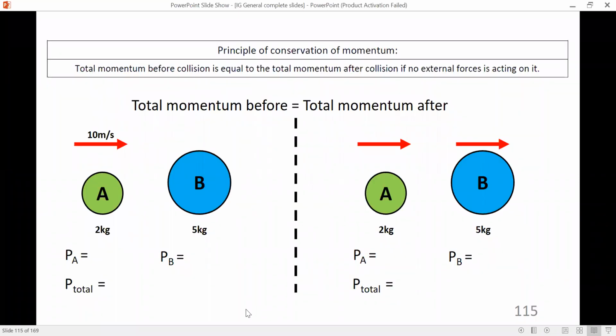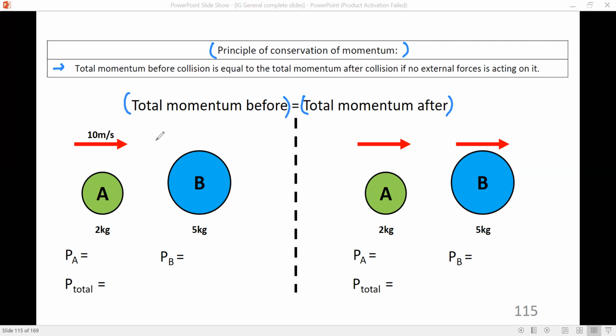Okay, so now we are going to look at the principle of conservation of momentum. Understand that the principle of conservation of momentum is basically total momentum before is equal to total momentum after. The definition is: total momentum before collision is equal to the total momentum after collision if no external forces are acting on it. So the idea is that the total momentum before is equal to total momentum after.